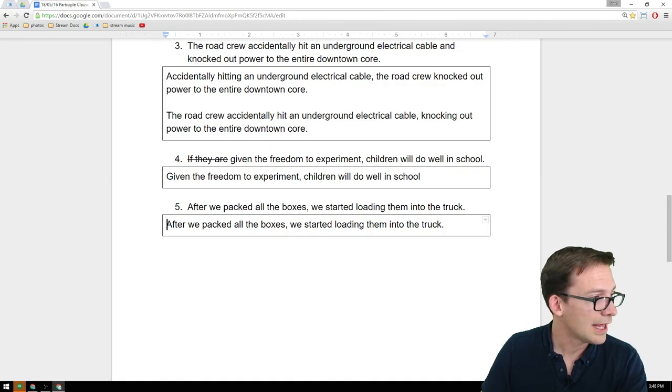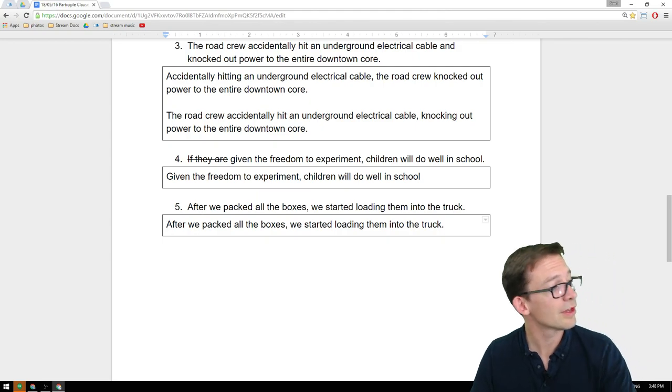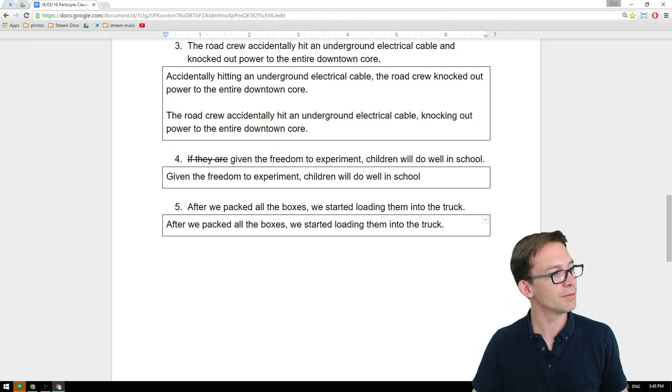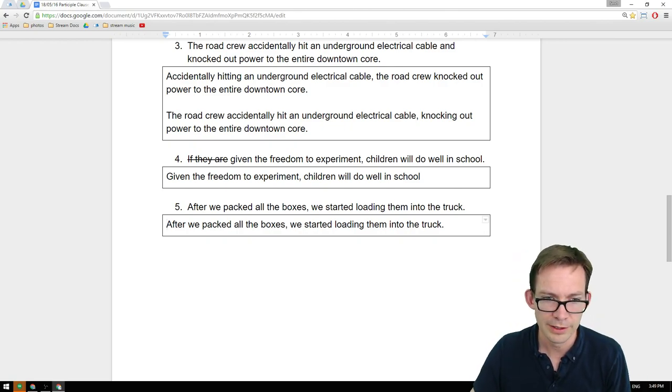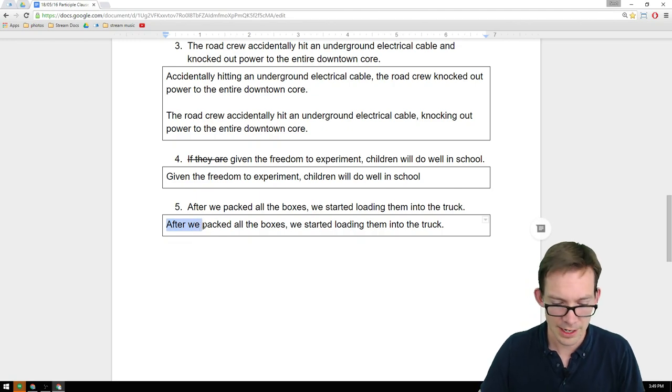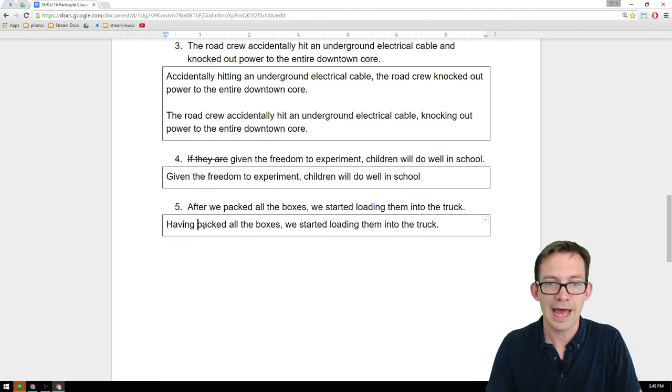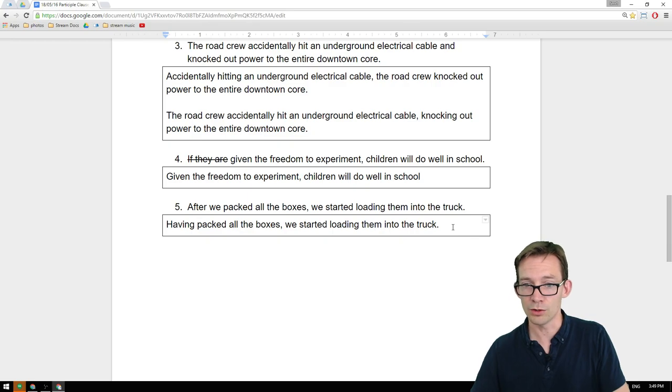Yeah, so Che got us at having packed all the boxes. Good. Luciana went with having all the boxes packed. That's pretty good. I might switch the order a little bit, just to make it sound a little bit more natural, and say, having packed all the boxes, we started loading them into the truck.